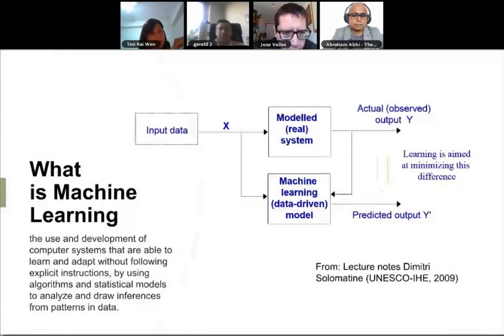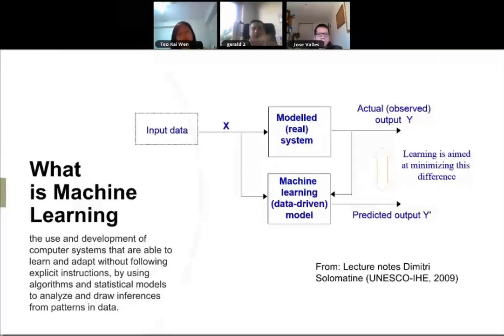Okay, now continuing with the concept of machine learning, I want to bring more ideas and bring it down to earth so you understand what machine learning is, and this will open a bit the scope for what Theo and Jose will present in a few minutes. So what is machine learning? Machine learning is described as the use and development of computer systems that are able to learn and adapt without following instructions. Here you have inputs and outputs. You have a real system, and when something happens in the system, you have some output that you are measuring and observing. Then you want your machine learning to learn from that experience, receive the same input, and produce an output, and the predicted output should be equal to your observed output. Learning is minimizing the difference between both.